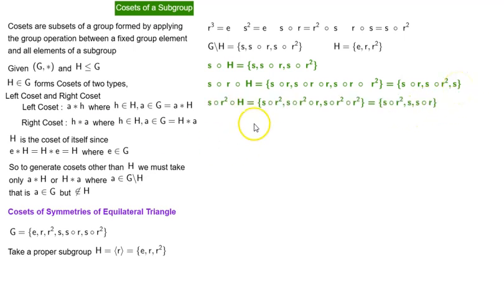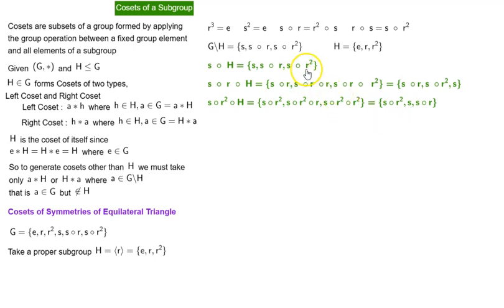Now the third element, S times R square, times elements from H. So we have S times R square times E, that is S times R square itself. S times R square times R is S times R cube, which is S, because R cube is E.